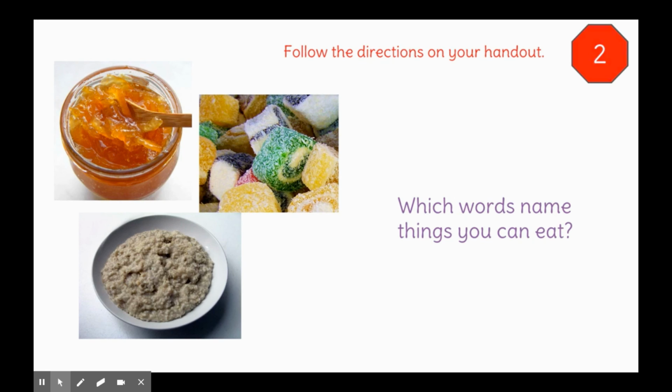So now you are ready to answer another question about what you have just learned. Pause the video and follow the directions on the slide. Press play when you are ready to continue.